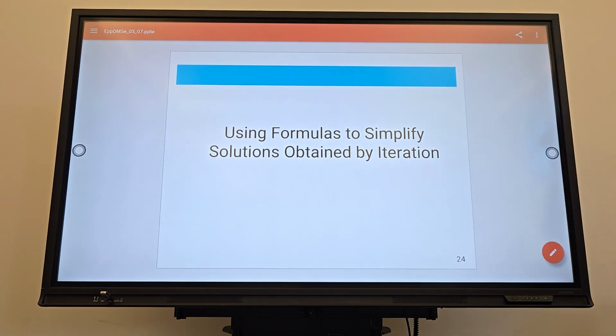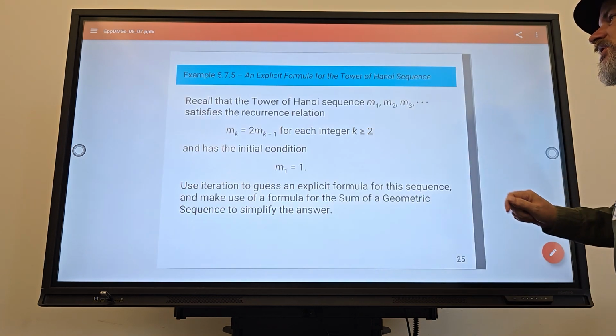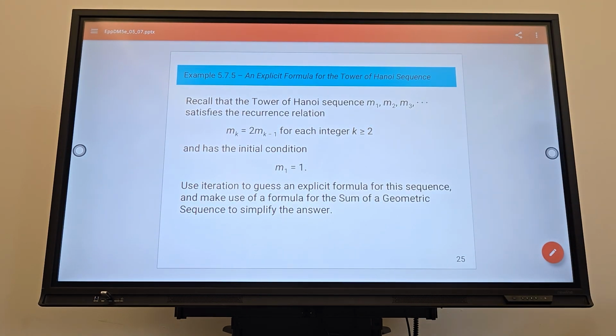Using formulas to simplify solutions obtained by iteration. Recall that the Towers of Hanoi sequence, m1, m2, m3, and so on, satisfies the recurrence relation m sub k equals 2 m sub k minus 1 plus 1 for every integer k greater than or equal to 2.